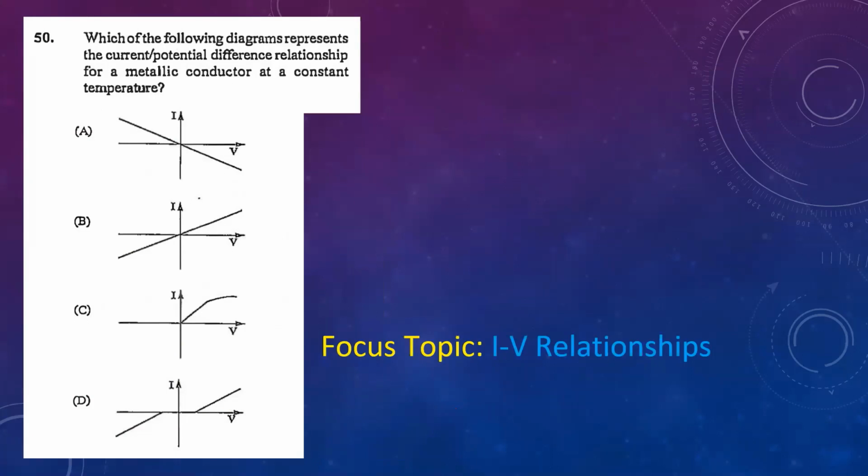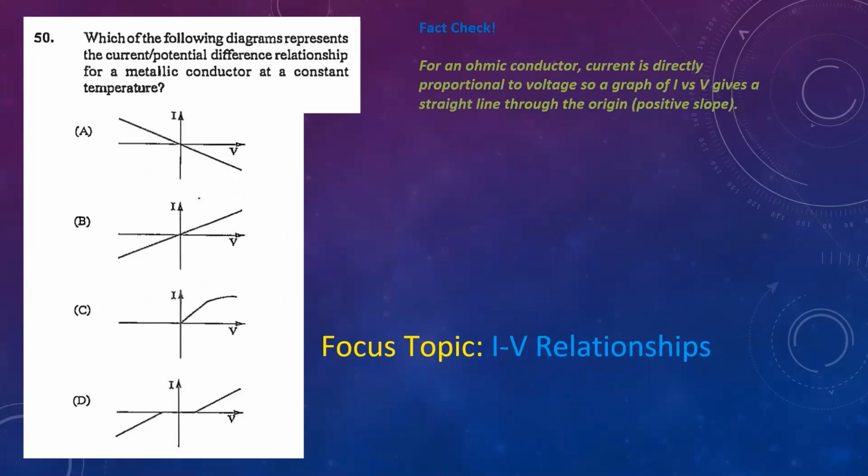All right, which of the following diagrams represents the current potential difference relationship for a metallic conductor at constant temperature? Now, metallic conductors are what we call ohmic devices or ohmic conductors, and it means that they obey Ohm's law. So that means that if you plot current against voltage, you will get a straight line through the origin with a positive slope, and that's B.